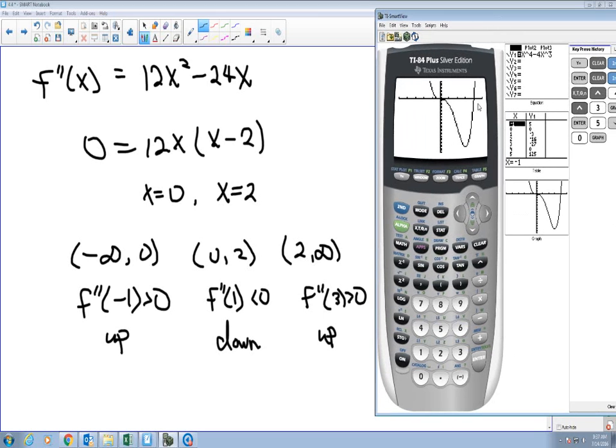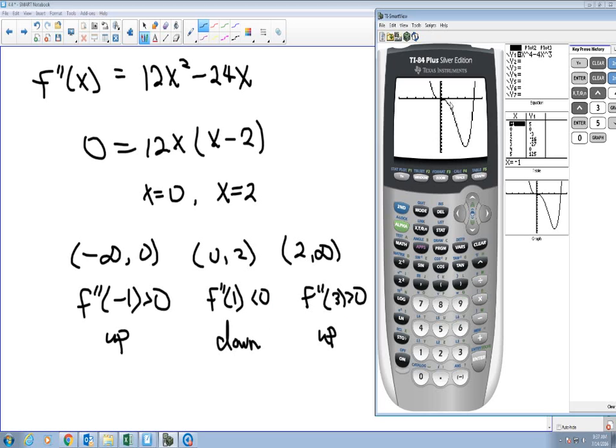Alright, so what that tells me is, at point x equal to 0, the left side of it at -1 is concave up. After I pass 0, f of 1, it begins to concave down. So between up and down, that means there's got to be a point of inflection, which is my 0. 0 is the point of inflection.